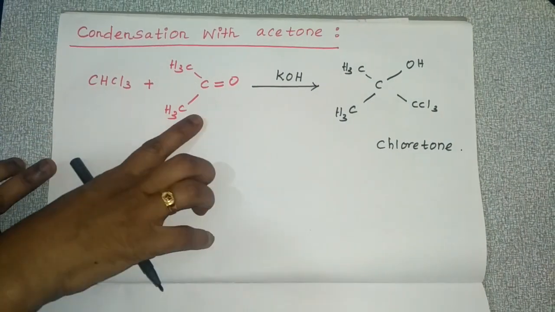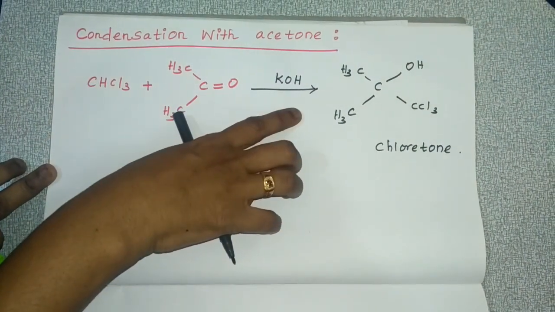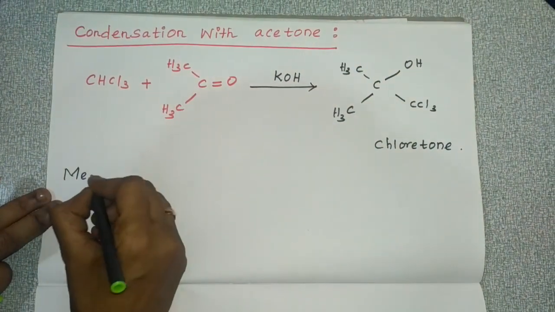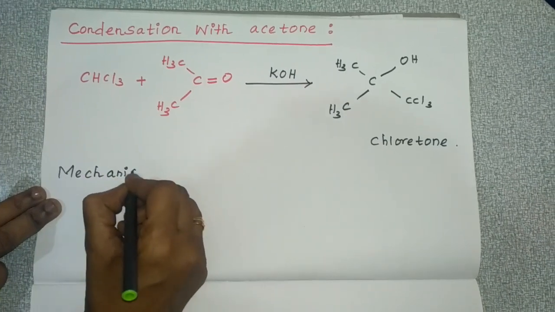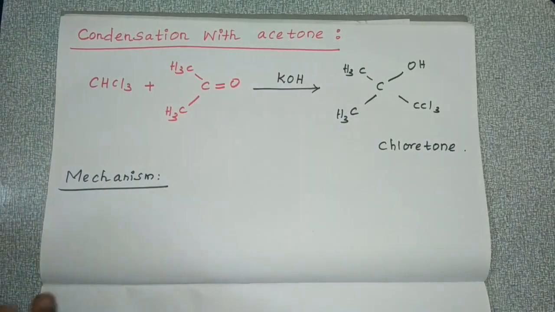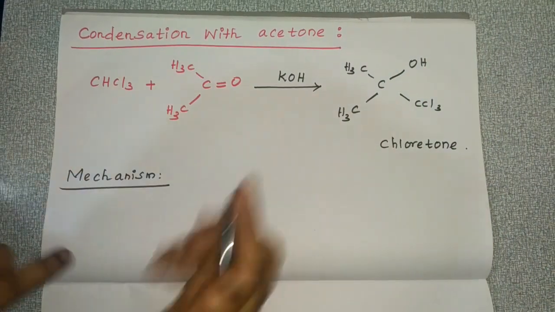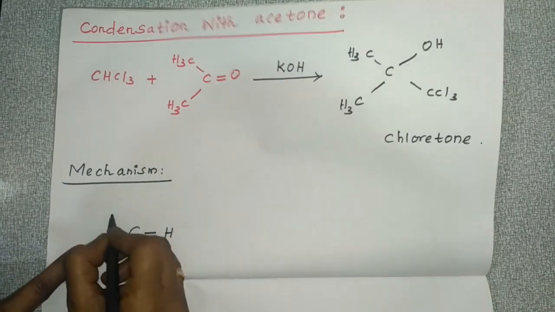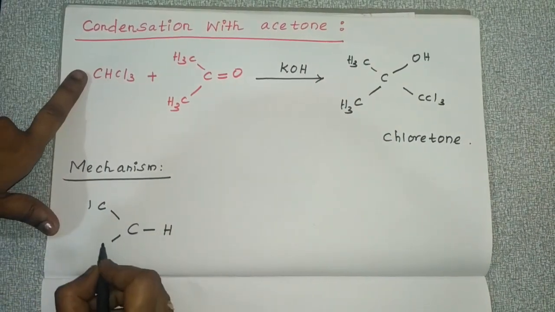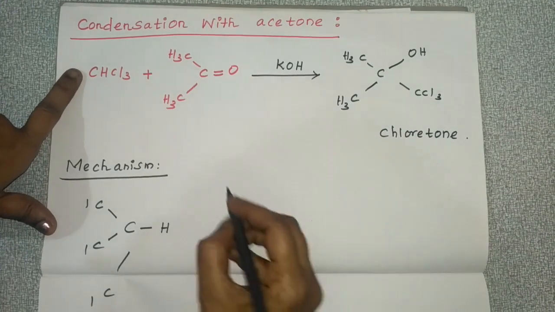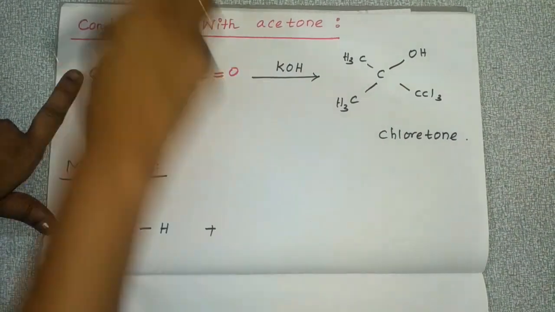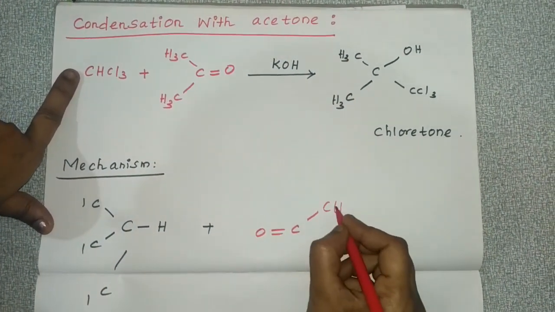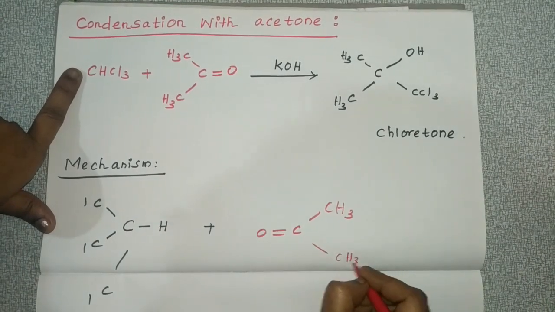Chloroform with acetone in the presence of potassium hydroxide, the product formed is chloritone. I'll tell you the mechanism of this reaction. So here the mechanism is, I'll write this chloroform separately. So here it will be CHCl3 with acetone, C double bond O, CH3, CH3.